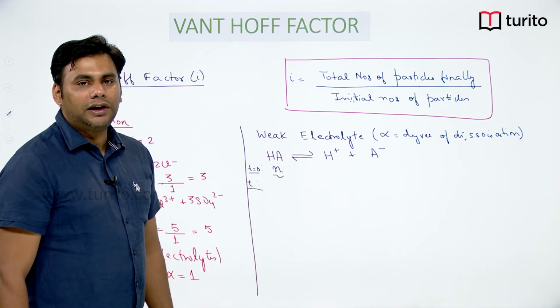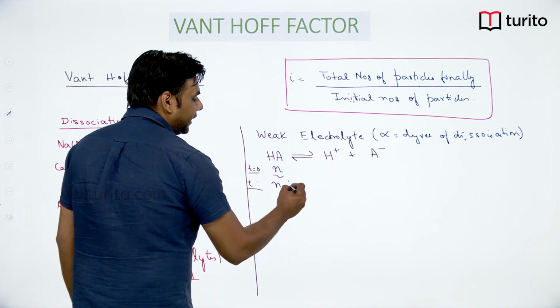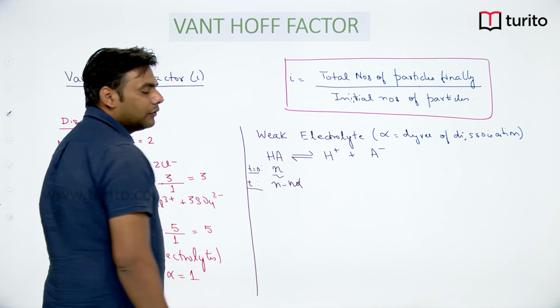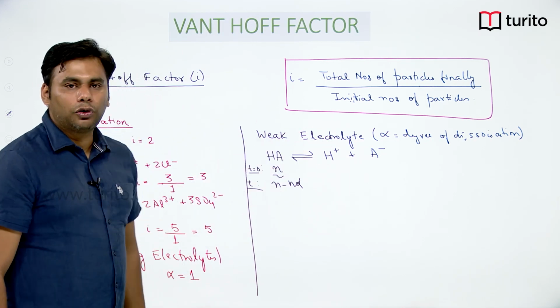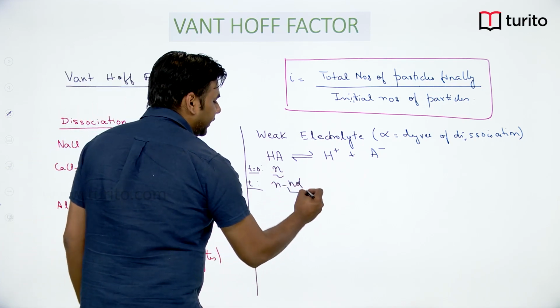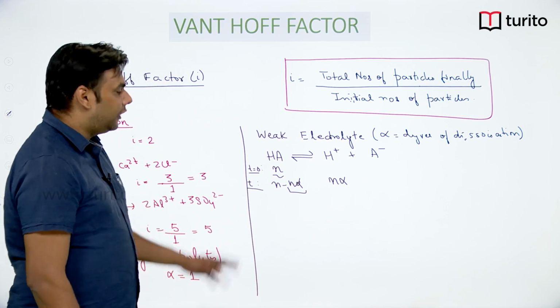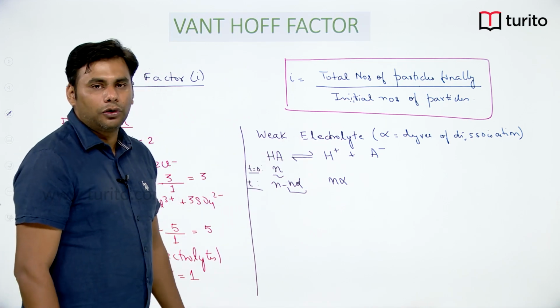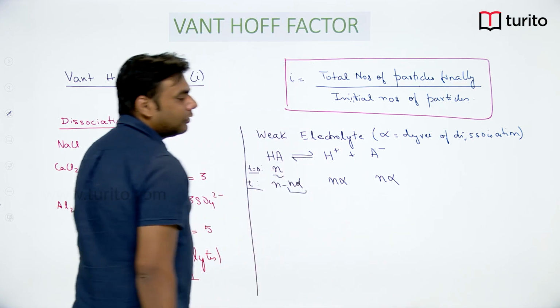So n alpha would be the amount of HA dissociated. So the amount of HA left would be n minus n alpha. Now 1 mole of HA gives 1 mole of H plus and 1 mole of A negative. So n alpha which reacted would give n alpha of H plus and n alpha of A negative.